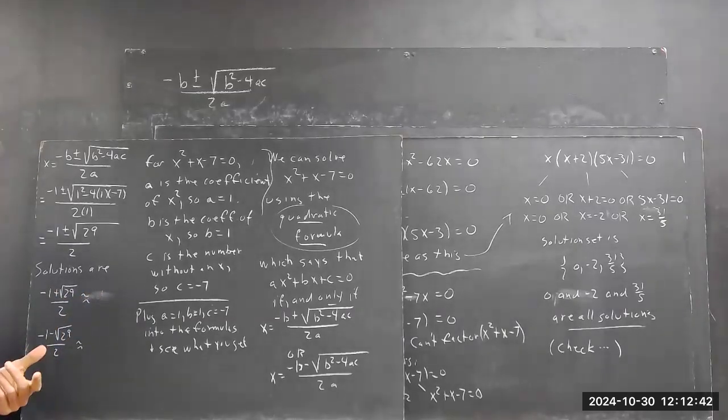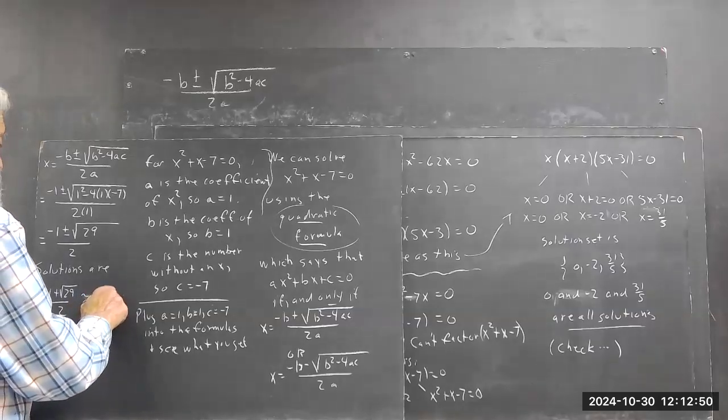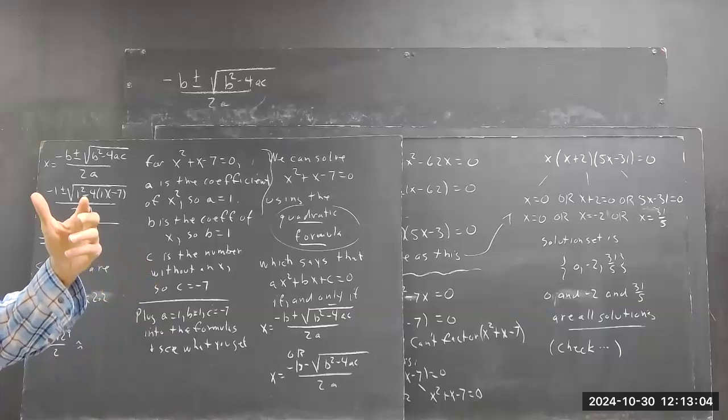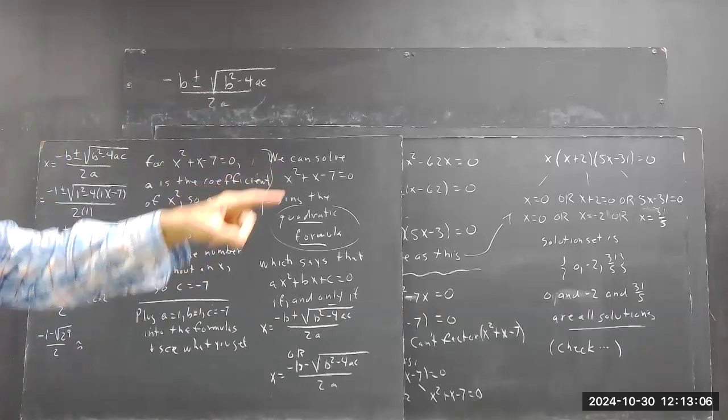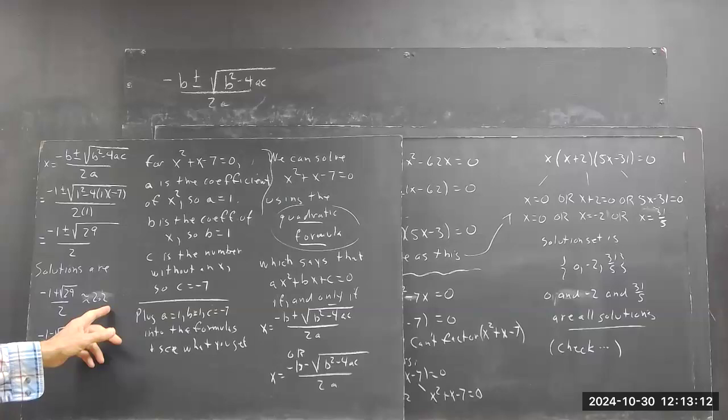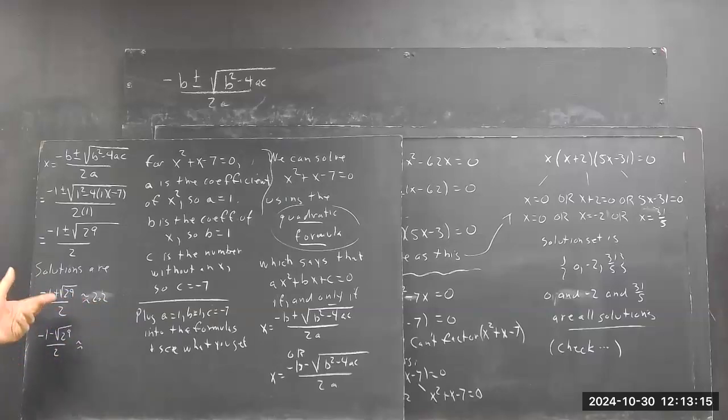Now, the square root of 29 is about 5.4. If I add that to -1, I get 4.4. Divide by 2, I get 2.2. But that's approximate, because the square root of 29 is not a number you can write out accurately. It's a decimal number, 2.2 something, and the something goes on forever. Your calculator will give you maybe a dozen digits of what the square root of 29 is, but it's not going to give them all to you because there are infinitely many and there's no pattern to them.